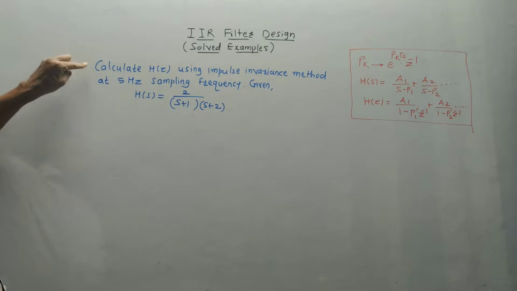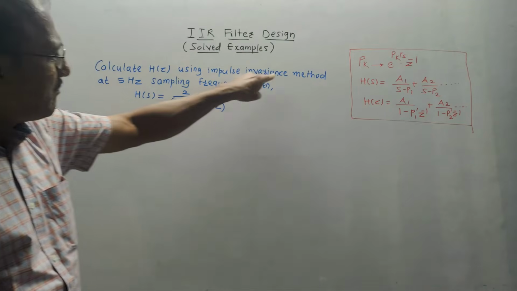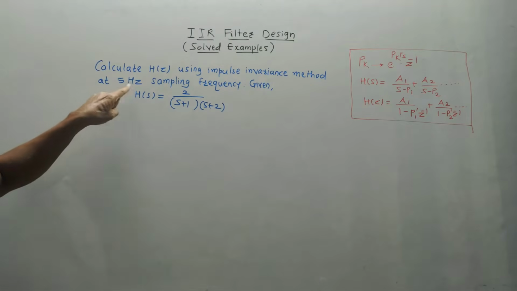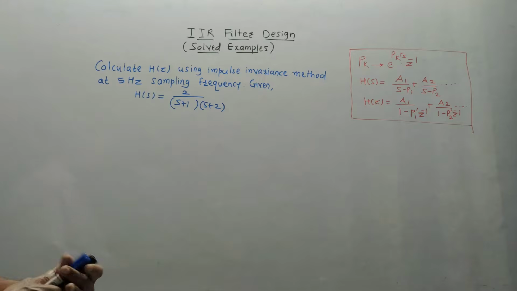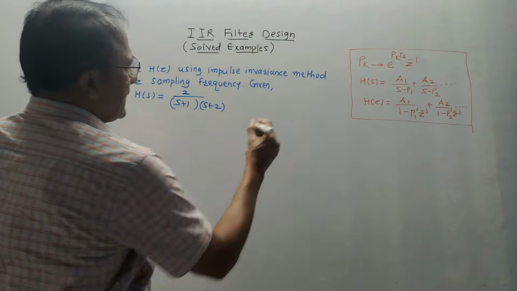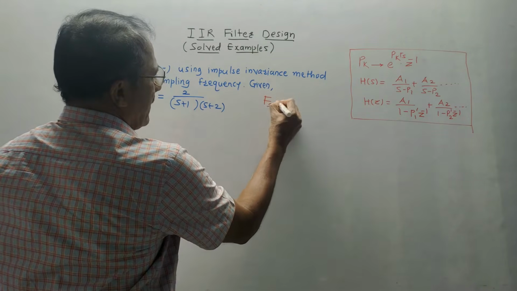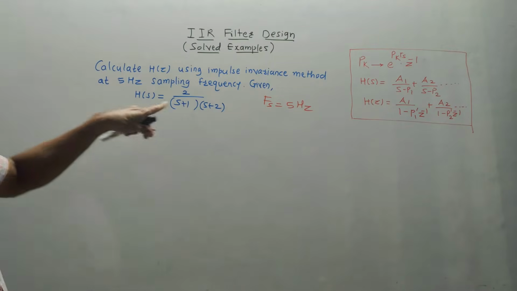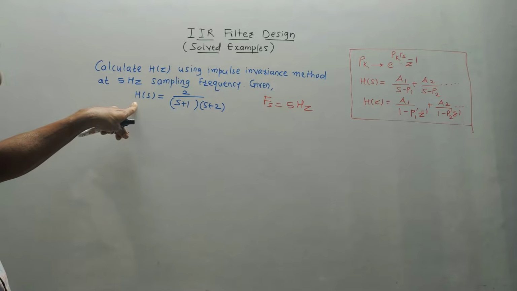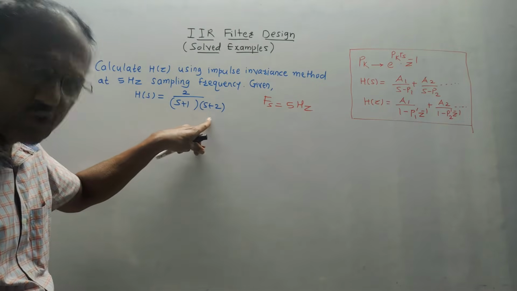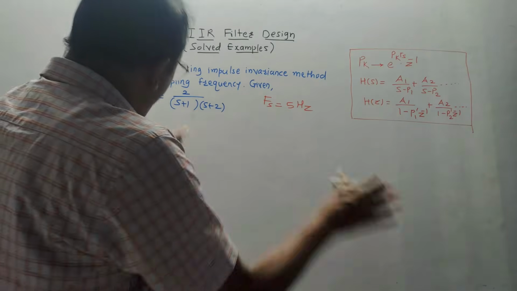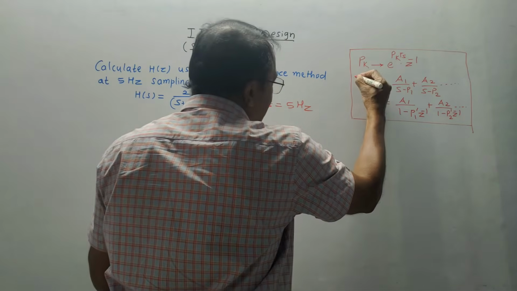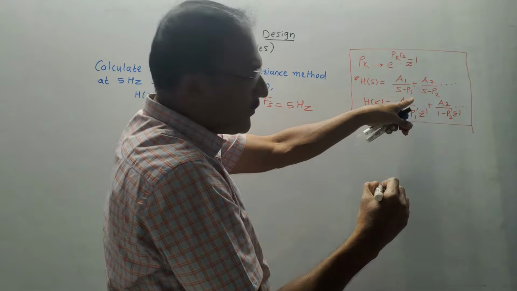So the first problem is: calculate H(z) using impulse invariance method at 5 Hz sampling frequency. So the sampling frequency is given in the question. It is denoted by f_s, which is 5 Hz. This is the equation of H(s), which is again given in the question. Already the roots are given, so we don't have to calculate the roots. What we need to do is write the equation in this standard format.